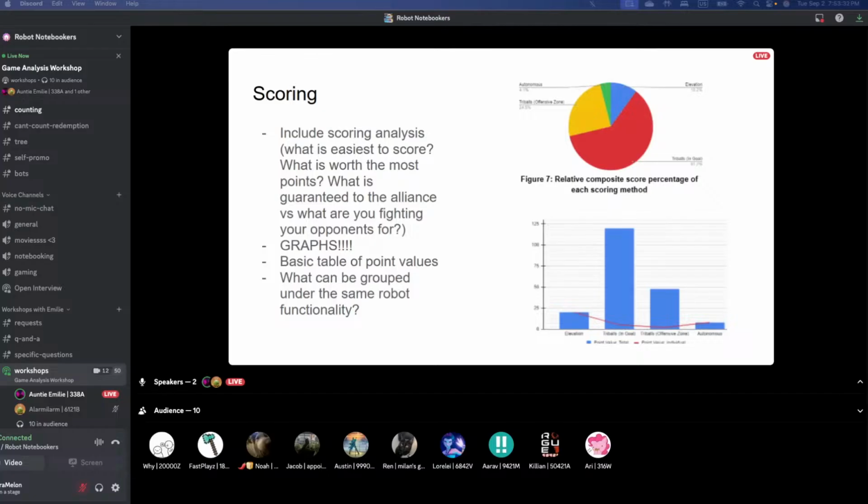Then just keep in mind what's easiest to score. In Over Under, that would be just scoring it in the low zone, or I forgot the names actually, the offensive zone, I think it was called. And then obviously in the goal would be harder because you have that additional effort of having to push it in. For High Stakes, what you might see as easiest to score for climbing in particular would be tier 1, versus tier 3 is much more difficult to score, even though it's worth more points. So just take into account those kinds of things.